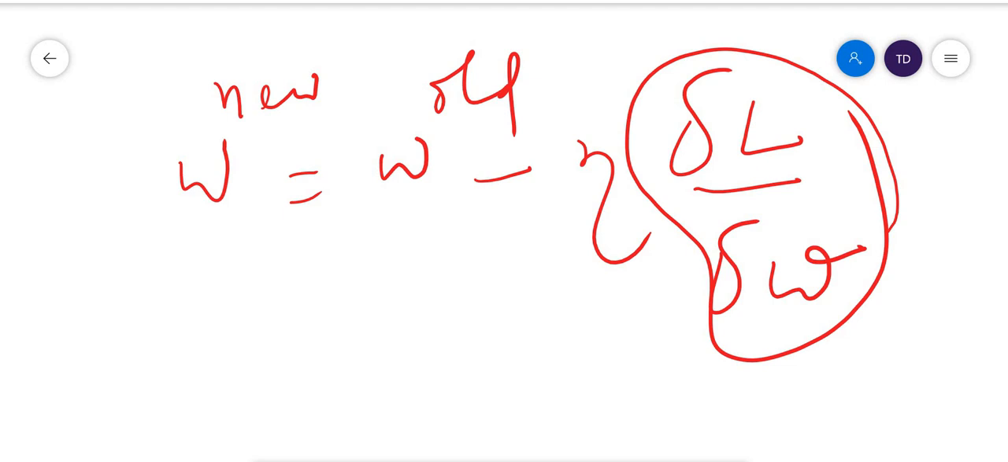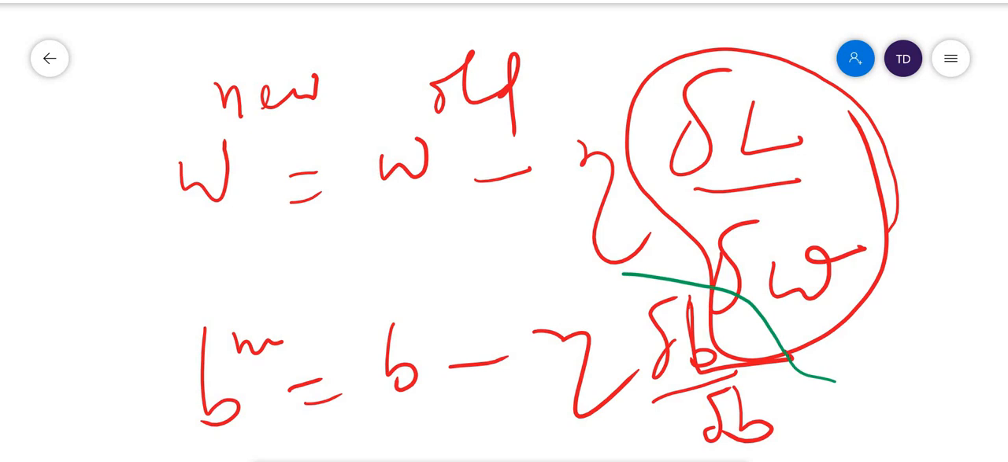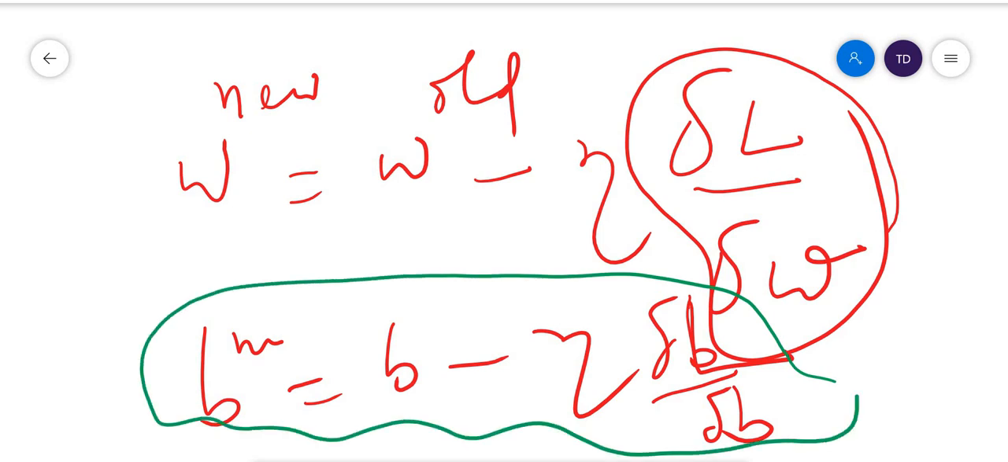The same thing for bias as well. B new is equal to B minus eta into dou L by dou B. So it's the same equation. These two are from the gradient descent algorithm. This is for the bias, this is for the weight. This is dou L by dou B, this is dou L by dou W, where W is the weight. So we need to get dou L by dou W and dou L by dou B. If you understand how to calculate dou L by dou W, the same method is used to get dou L by dou B as well.